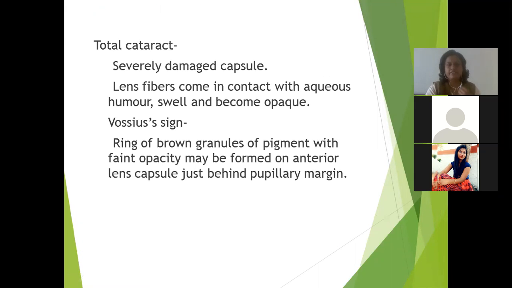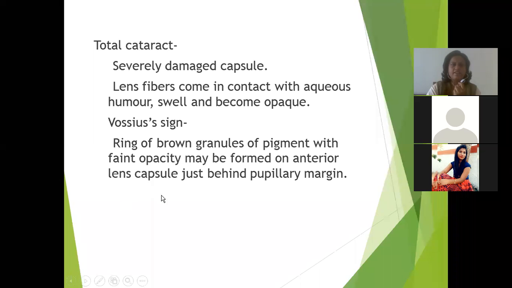In total cataract, there is a severely damaged capsule. Lens fibers come in contact with the aqueous humor, swell and become opaque. Vossius's sign: a ring of brown granules of pigment with a faint opacity may be formed on the anterior lens capsule just behind the pupillary margin.